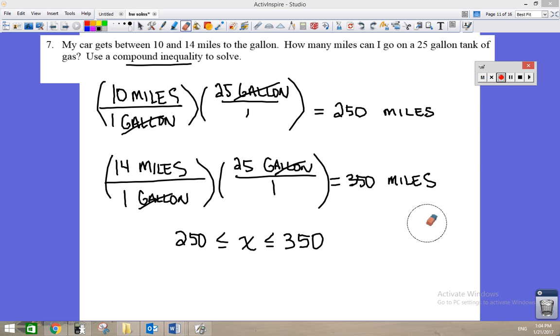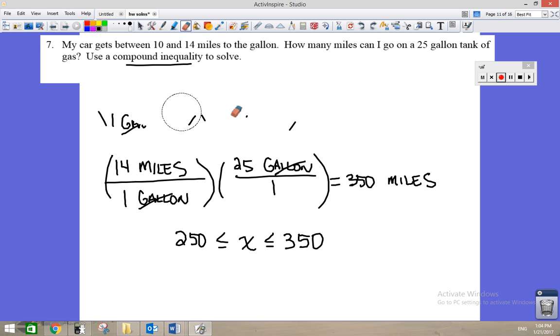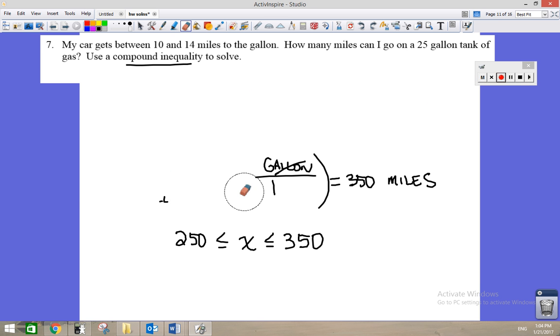All right, so let's follow the directions a little bit better. Yes, that's my final answer, but let's set up the original compound inequality to solve. I just looked at the minimum distance and then the maximum distance, and then logically said the distance the car traveled is between there. But let's set it up as an original compound inequality to solve.